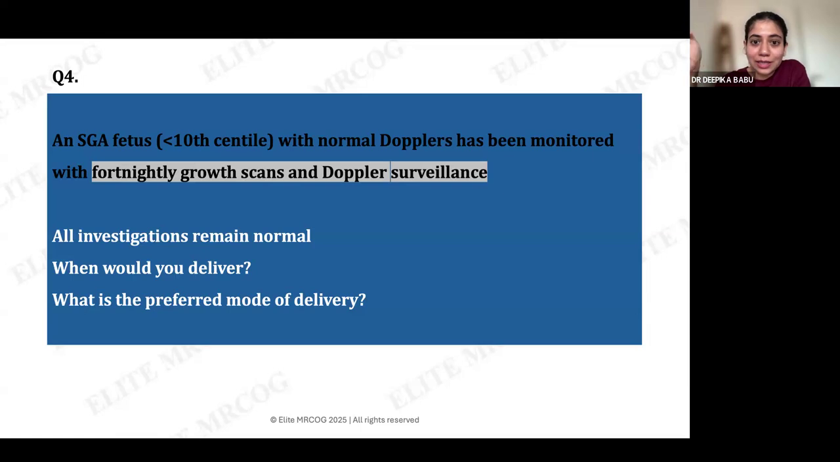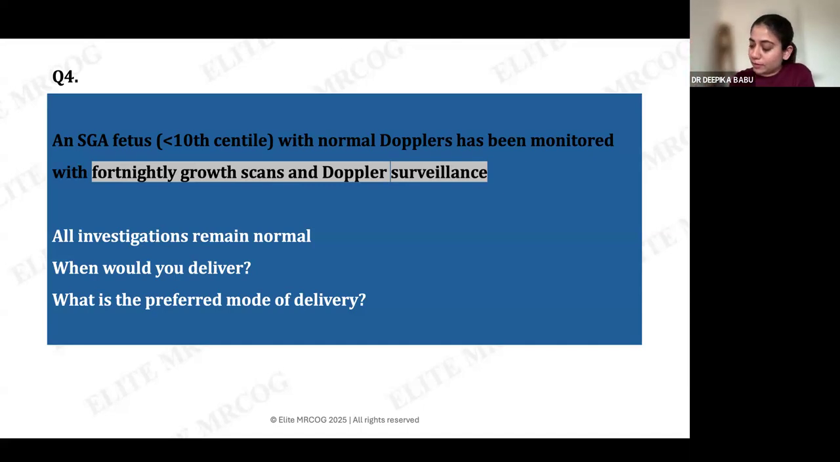She is less than 10th percentile. The Dopplers will be normal for her. Then only we call them SGA. We'll never let them go till 39 weeks if they had Doppler changes. Guys, don't get confused. All investigations are normal means Dopplers are definitely normal. She remains an SGA till the end of her term. So we are going to deliver her by 39 plus 6. She is not supposed to cross that. So between 39 to 39 plus 6 weeks, we are going to deliver her.